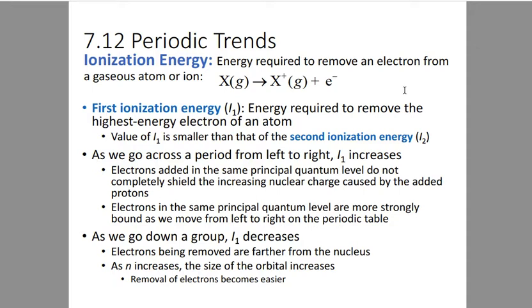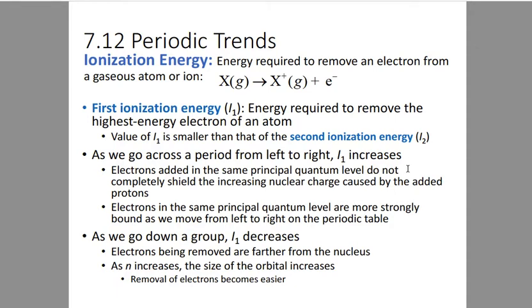As we go across the period from left to right, ionization energy increases. Think about it. Electrons are added to the same principal quantum level, and do not completely shield the increasing nuclear charge caused by the protons. So as we go from left to right, we're adding more electrons, and ionization energy is going to increase as well.